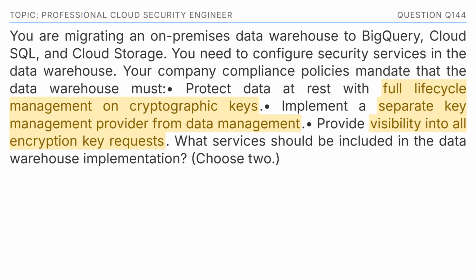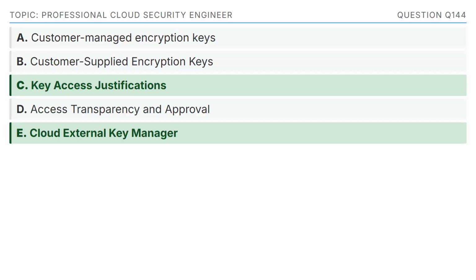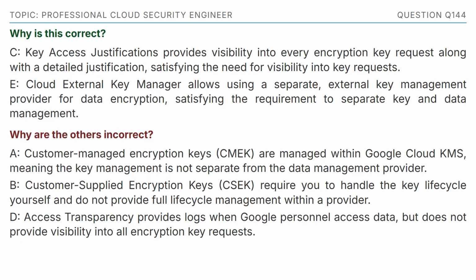To arrive at the correct answer, we focus on the keywords: full lifecycle management on cryptographic keys, separate key management provider from data management, visibility into all encryption key requests. The correct answers are Option C, Key Access Justifications, and Option E, Cloud External Key Manager. Why is this correct? C.